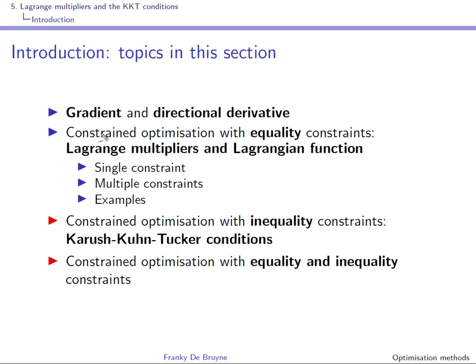We'll talk about the gradient. This has been introduced before. We have worked with the gradient vector, and then we'll look at the directional derivative, which is linked to the gradient vector. Then we'll look at constraint optimization with equality constraints, and this will lead to an unconstrained minimization of the so-called Lagrangian function. Right? We'll treat single constraints, multiple constraints, and then we'll look at examples.